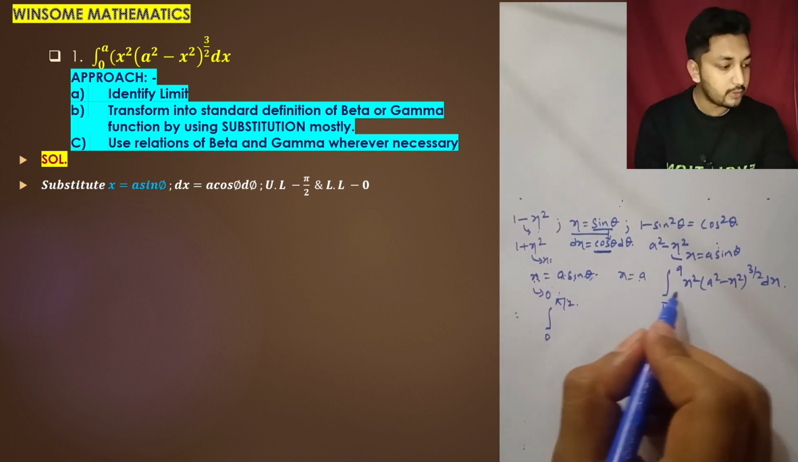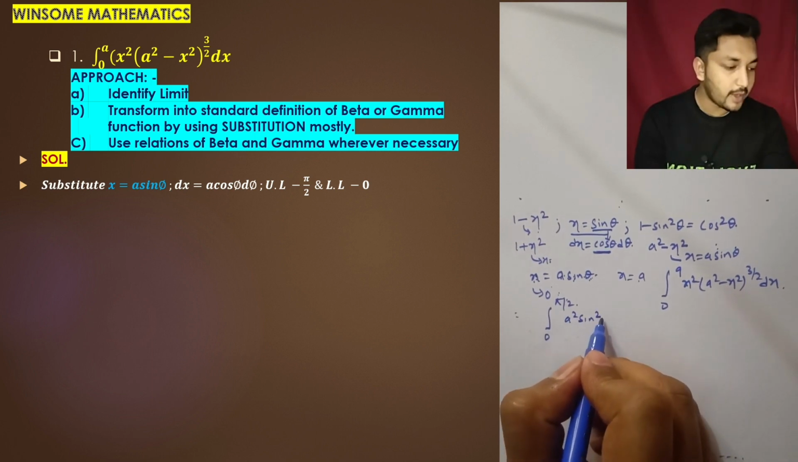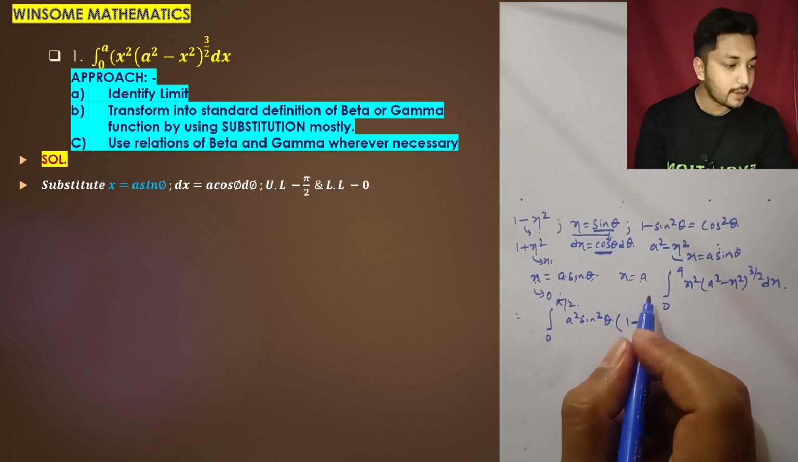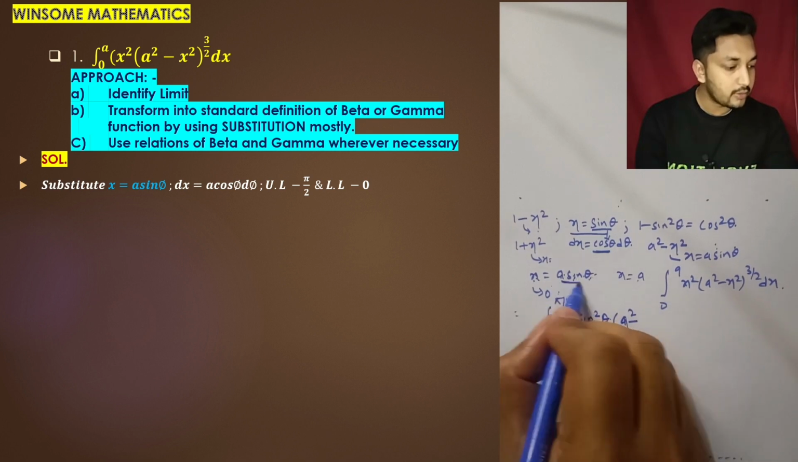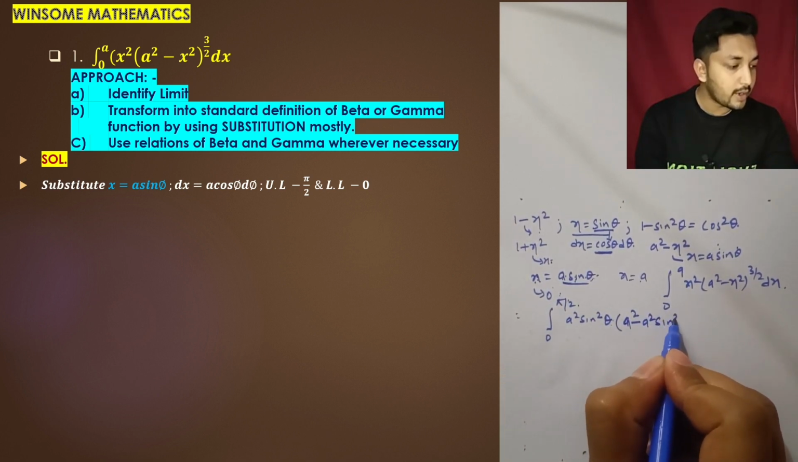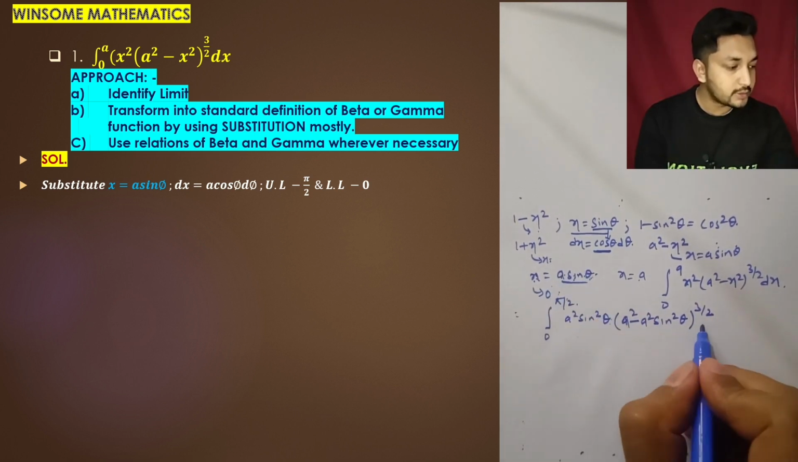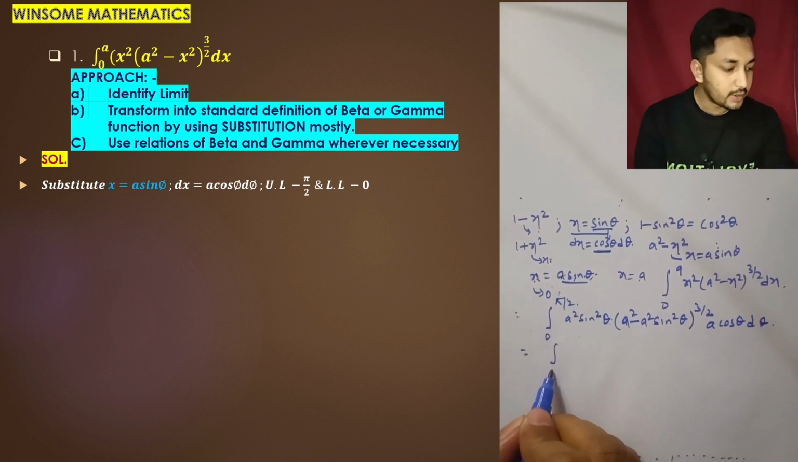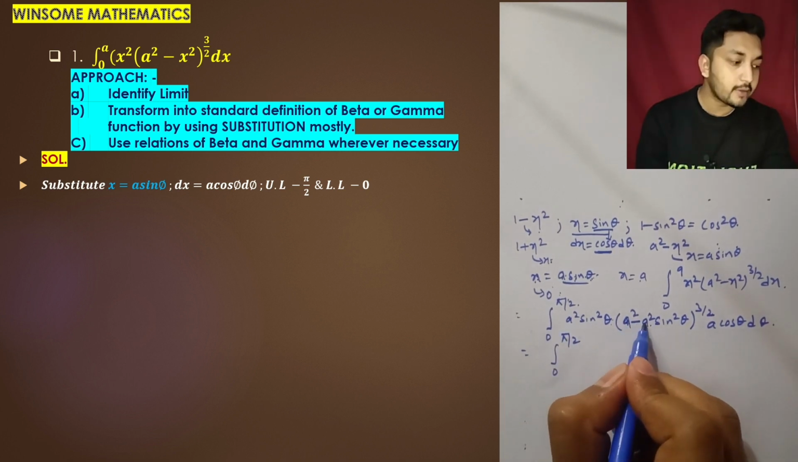Okay, so this is 0 to pi by 2, and x squared is simply a square sin square phi here. You can take phi or theta, whatever. We will take theta, because I have taken it already. So a square sin square theta. Clear? Now in the denominator, a square minus x square, with x is equal to a sin theta, so a square sin square theta, to the power 3 by 2, and dx is equal to a cos theta d theta. Clear? Now this is very simple: 0 to pi by 2, a square, and this is a squared as well, so we will take a square common.